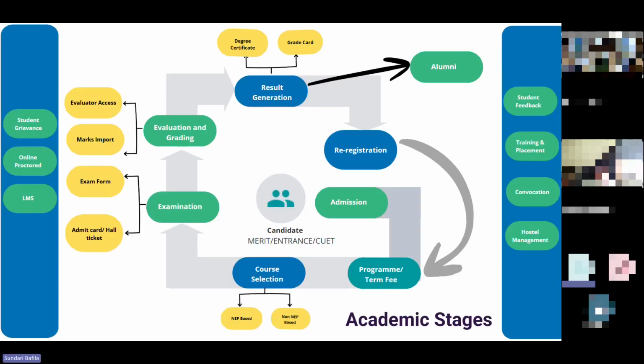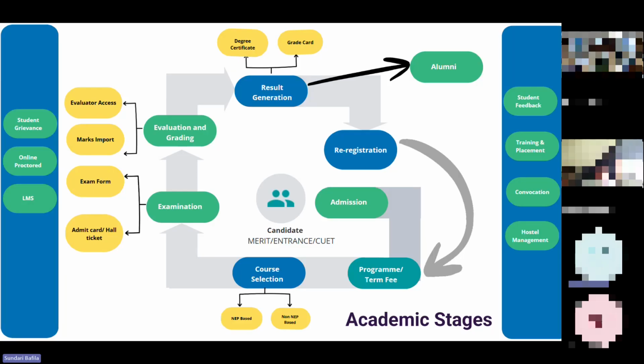So this is the process we follow. It starts with the admission stage, where a student applies through the Samarth portal. The system supports different types of admission like merit-based, entrance, and CUET, as I said earlier. After admission, the student moves to program enrollment and fee payment, where they choose their course and pay the required fee. Next is the course selection stage, where students select subjects based on their program. The system supports both NEP and non-NEP structures.